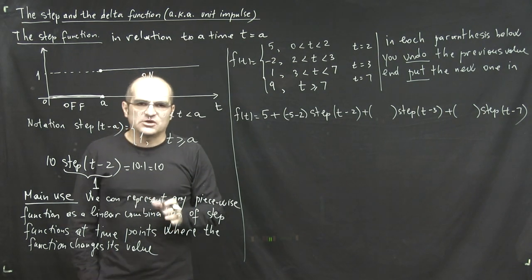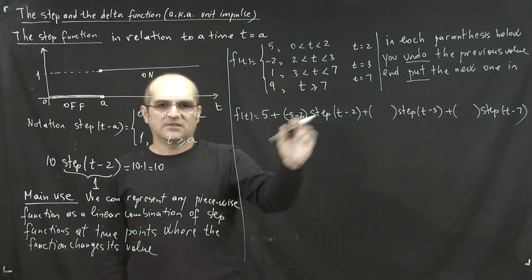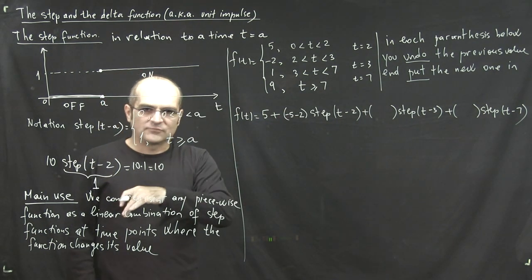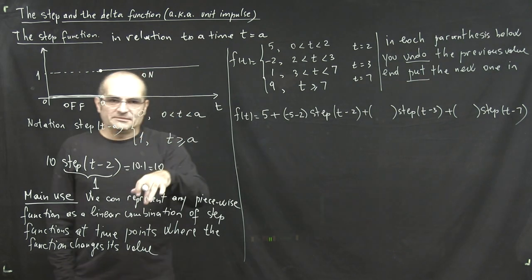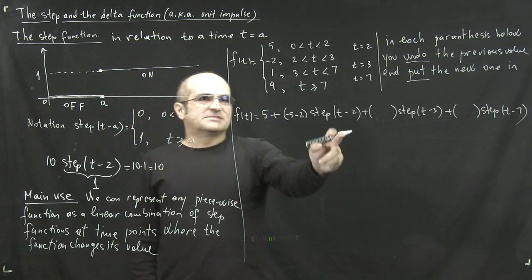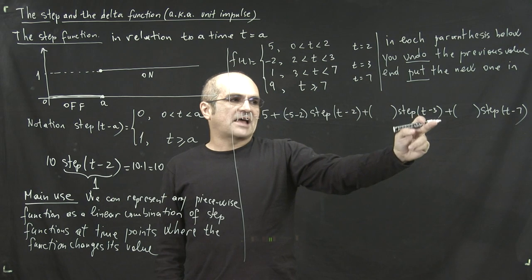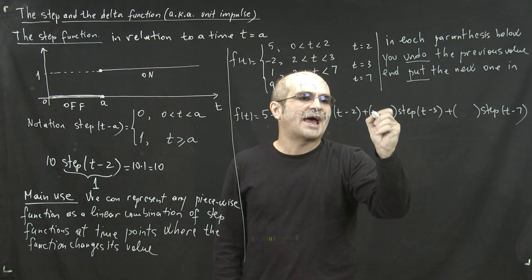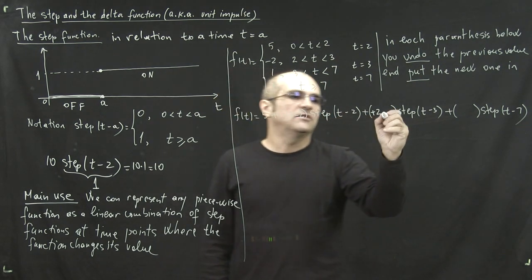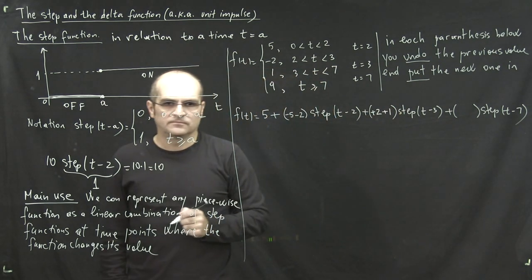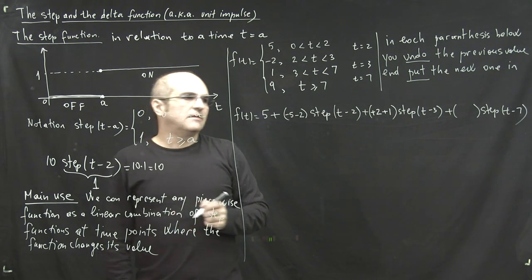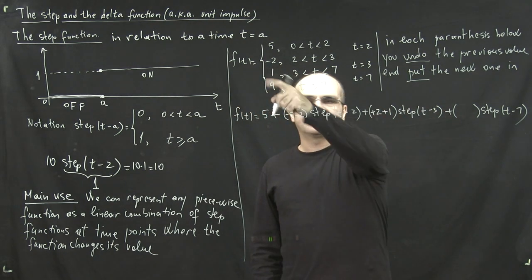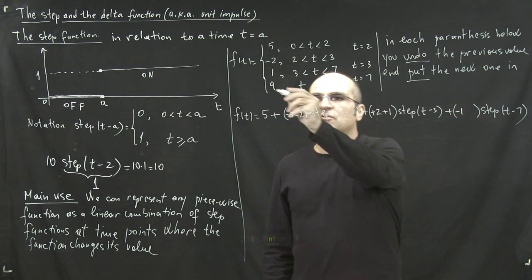So again, pause for a moment to make sure you understand this. In each parenthesis, at each time point where the function changes, you cancel the previous value, to use a nicer term, and put the new value in. Now the function is minus 2, as it should. When the time is equal to 3, you want to undo the previous value. So if it was minus 2, you want to add 2, and put the new value in, which is 1. All right, and finally here, when t is equal to 7, you undo the previous value, which is minus 1, and put the new value in, which is 9.